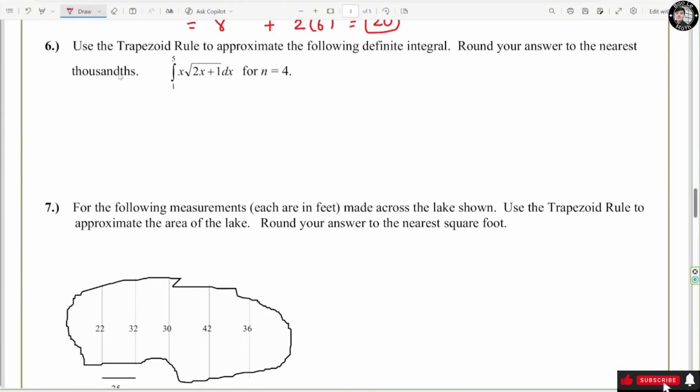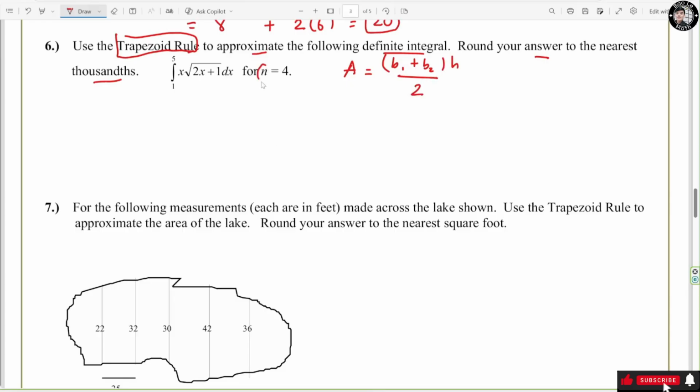Now question 6. Use the trapezoid rule to approximate the following definite integral. Write the answer to the nearest thousandth. This one is the trapezoid rule. Remember, the area of a trapezoid is base 1 plus base 2 times height divided by 2.